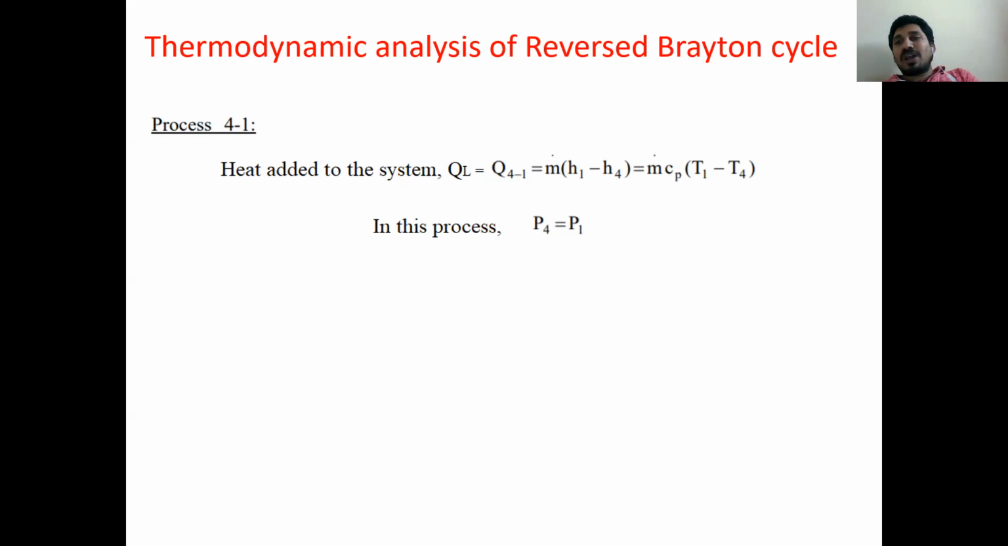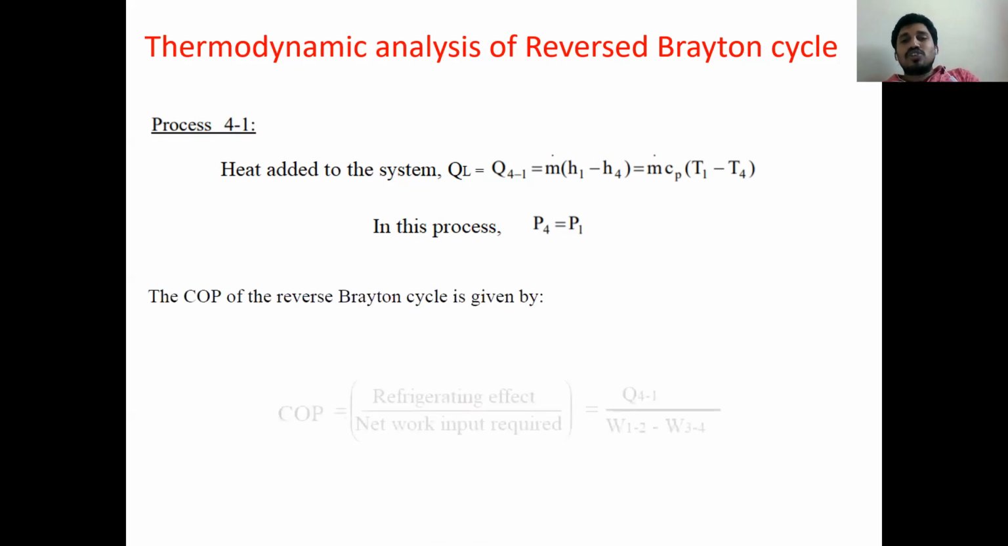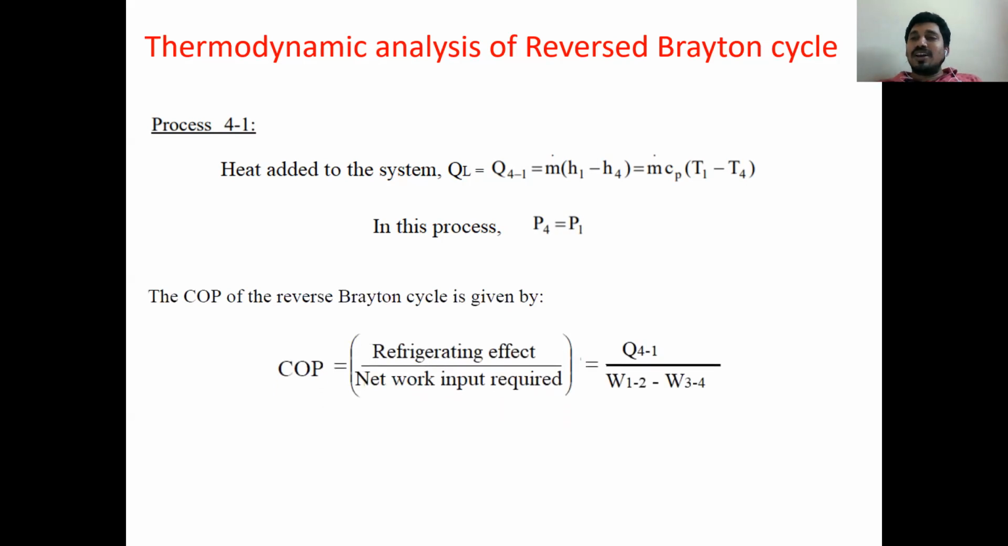Now we'll move to the performance of the reversible Brayton cycle. Performance is nothing but the coefficient of performance. So COP is the ratio of the amount of heat supplied from the space to the net work input required. Heat supplied from the space means the refrigerating effect, divided by the net work input required. Refrigerating effect is nothing but QL or Q41. Net work input required means compressor work minus turbine work, W12 minus W34.